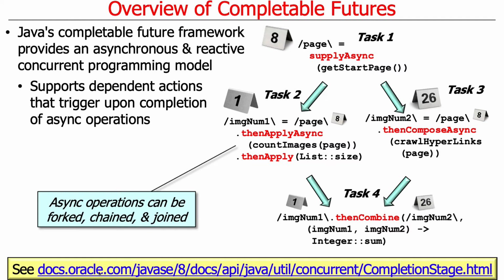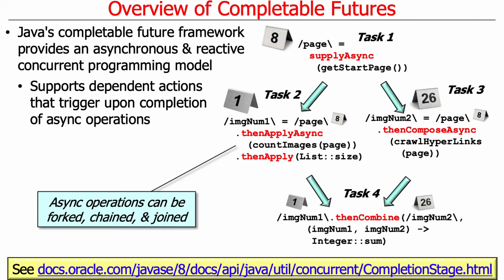And so when the completable future is finished, when we're done with task 1, then both task 2 and task 3 can go ahead and start to do their thing. And what task 2 is going to do is it's going to asynchronously count the number of images on the page, and task 3 is going to asynchronously crawl all the hyperlinks on that page.